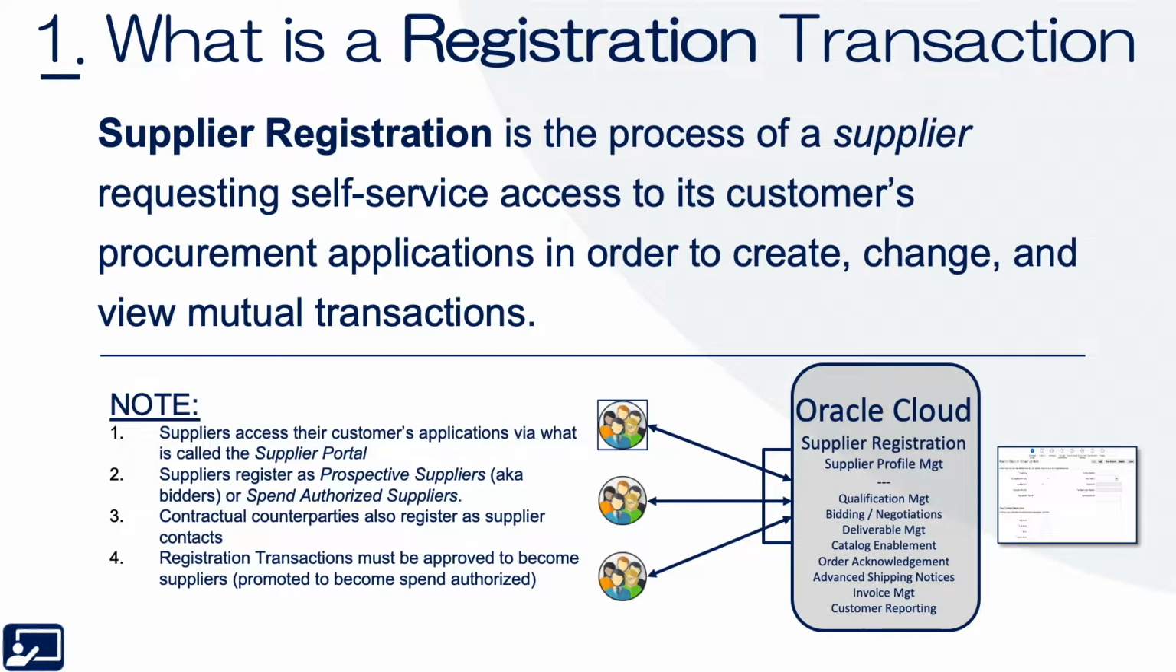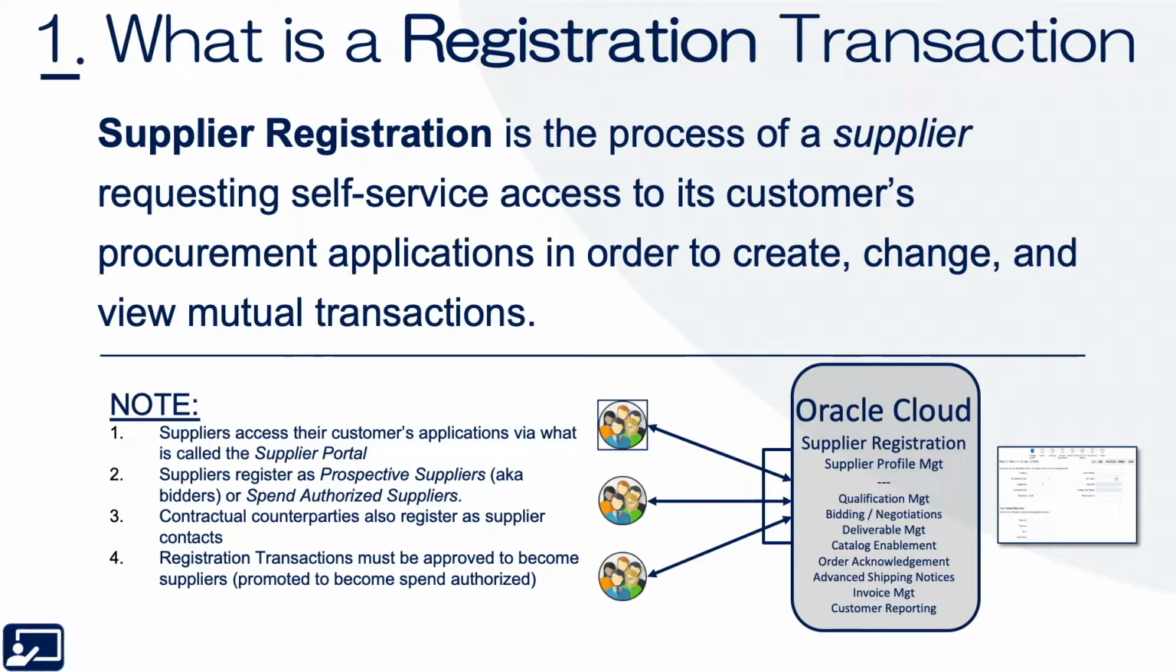First topic, what is supplier registration or a registration transaction? Supplier registration is the process of a supplier requesting self-service access to its customers' procurement applications in order to create, change, and view mutual transactions. So some notes down here on the bottom: suppliers access their customer's application via what's called the supplier portal. Suppliers register as prospective or spend authorized. We'll talk about those under types.